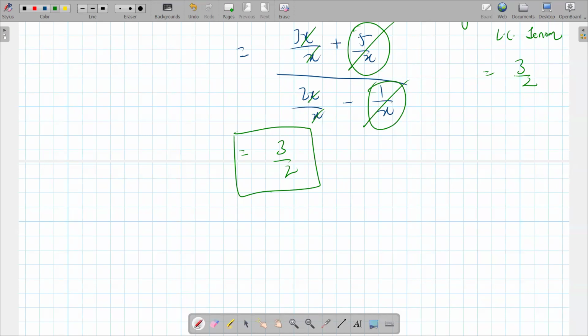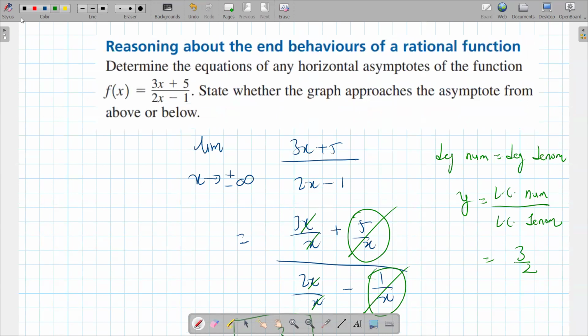So we know it has a horizontal asymptote at 3 over 2. What else do we know about this? Does it have a vertical asymptote? Remember, vertical asymptote is when the denominator is 0. What do you think? For which value of x is the denominator 0?